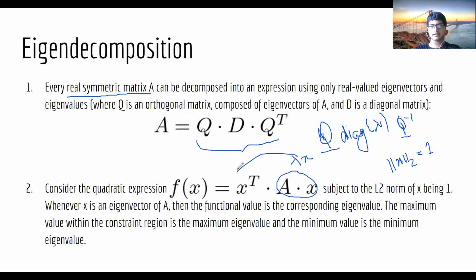Lambda being a scalar can come out. So lambda x transpose x, and x transpose x is the definition of the squared L2 norm, which means the square of the L2 norm, that is 1. So this value is going to be lambda. So under constraints, the maximum value within the constant region is the maximum eigenvalue, and the minimum value is the minimum eigenvalue. Remember this point. This is going to be extremely useful during the proof ahead.